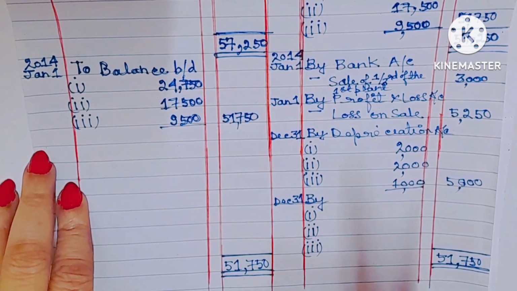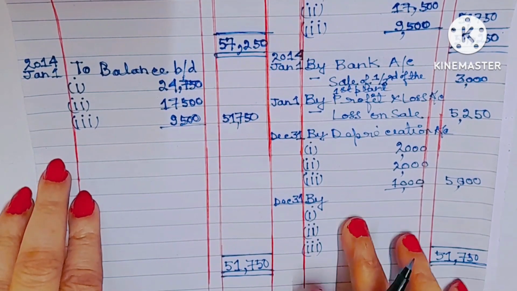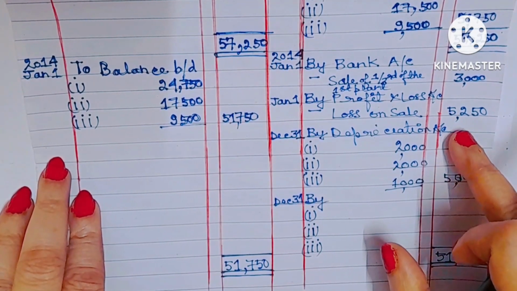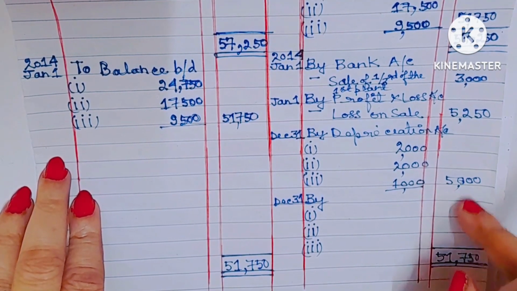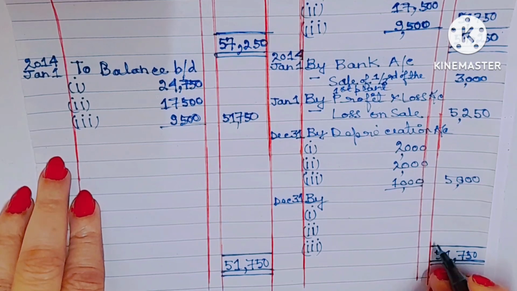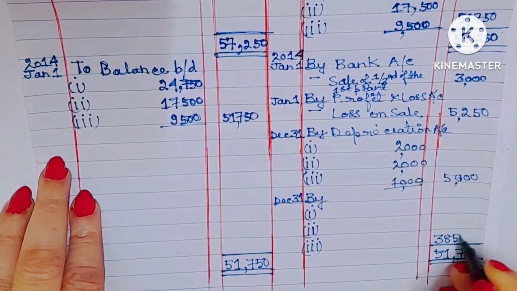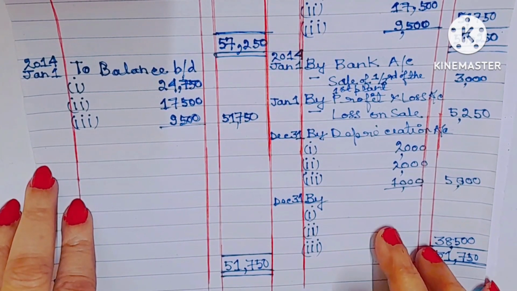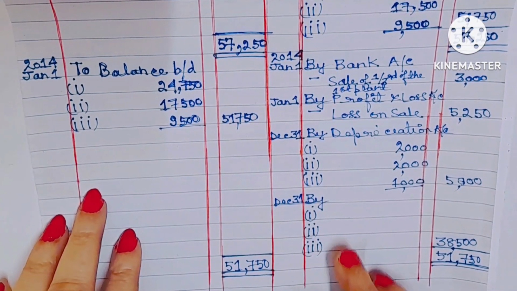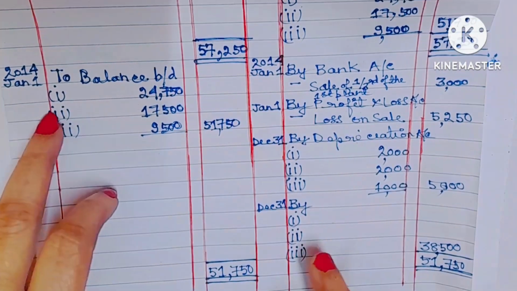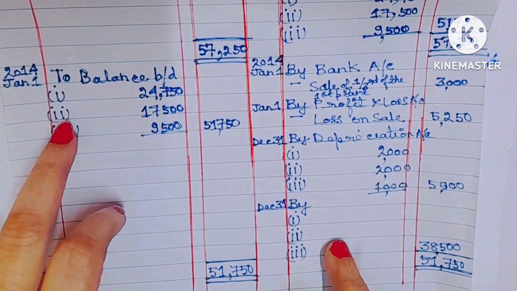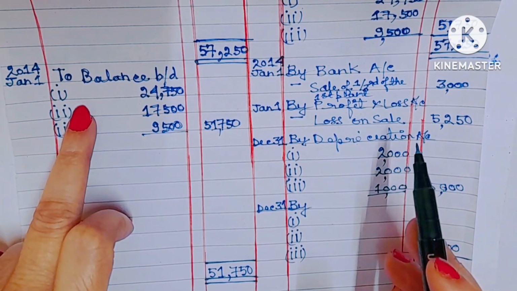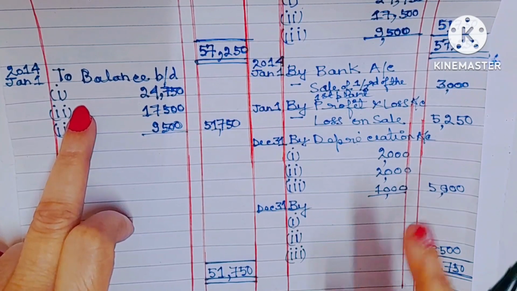Okay? I've already told you how to find out the balancing figure. 51,750 minus 3,000 minus 5,250 minus 5,000. You'll get how much? You'll get 38,500. Understood? But you have to find out the balancing figure of each plant separately. I've told you already how to find out the balancing figure. For example, if you want to find out the balancing figure of the first plant, the balancing figure of first plant is equal to book value of the first plant minus depreciation on the first plant.